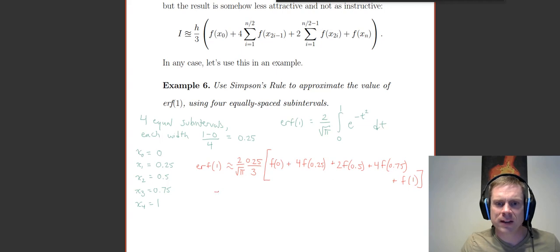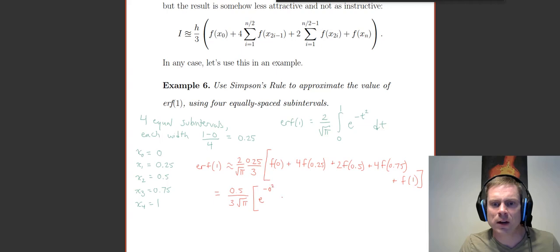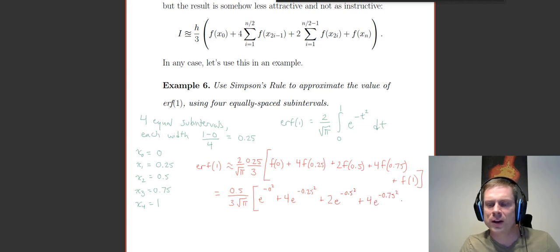So I'm going to write this out just so we know what we're calculating here. I'm going to simplify this factor. I see that 2 times 0.25 is a half. So I'm going to write 0.5 over 3 root pi. And then just write this all out. So this is going to be e to the minus 0 squared plus 4 e to the minus 0.25 squared plus 2 e to the minus 0.5 squared, and then 4. It's easy to tune out and just start going on autopilot, but make sure you don't lose track of what you're doing. It's very easy to do. And I'm evaluating that integrand at each one of those points.